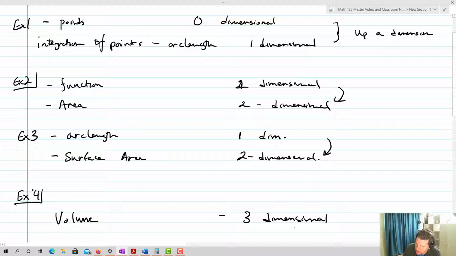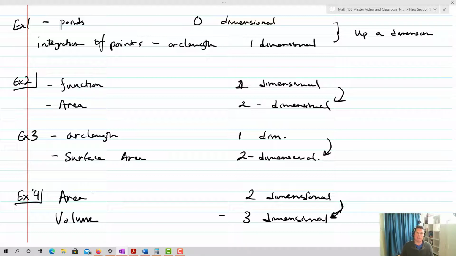I go from one-dimensional to two-dimensional. Now I need to go to three-dimensional because I want to find a volume. So what I'm going to do is take a two-dimensional surface and integrate it. And that is an area. So I'm going to take an area and integrate the area, and that's going to allow me to generate a three-dimensional surface.